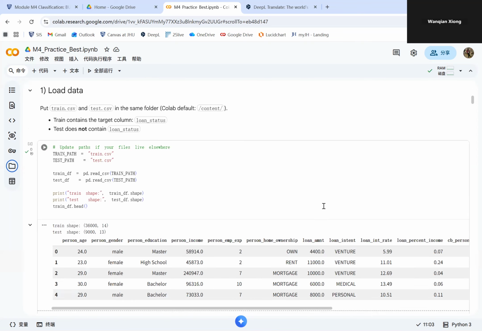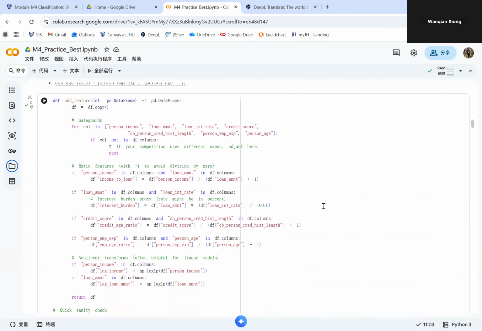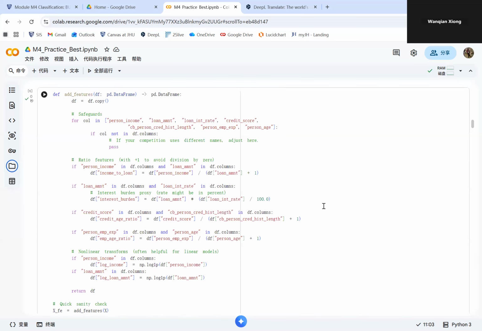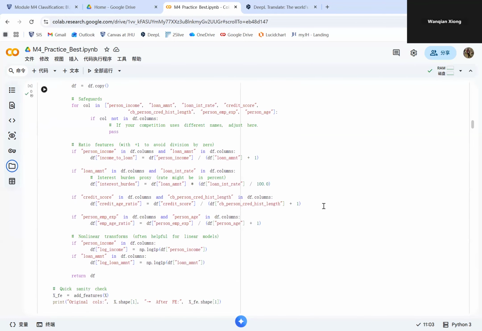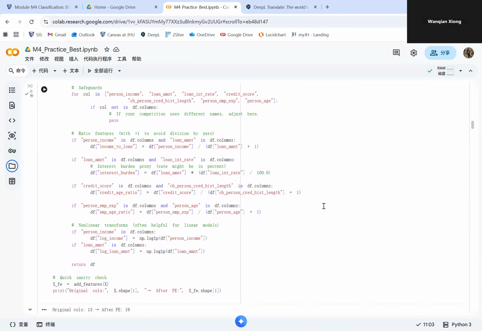First, let's talk about feature engineering. We didn't just use the raw data, we created new features that make business sense. For example, we calculated the income to loan ratio. We also used the log transformation on income and loan amounts. This helped us handle crazy extreme values like billionaires applying for small loans.